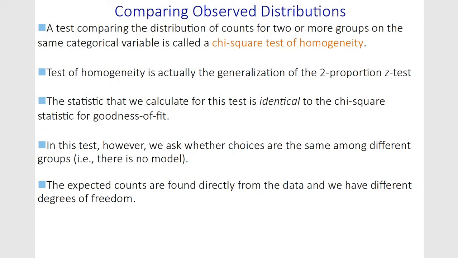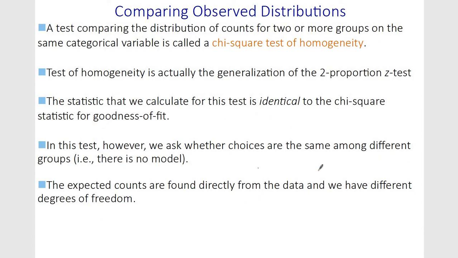All right, now what if we wanted to test the distribution against two or more groups against the same category? That's a chi-square test of homogeneity. I always say that weird. Homogeneity. Anyway, this test is actually the generalization of the two proportion z test, because you're comparing two or more groups. The statistic that we calculate is identical to the chi-squared statistic for goodness of fit. It's the same.